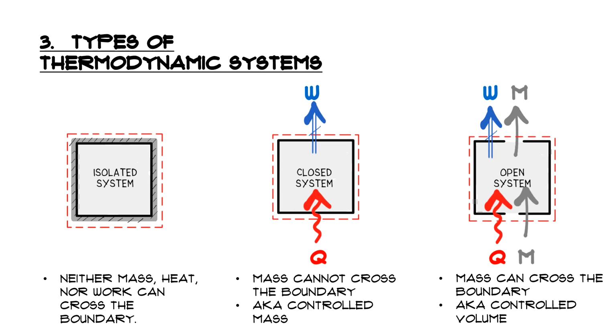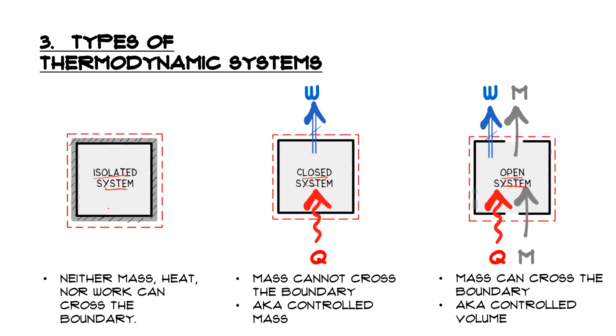Now we'll consider the types of thermodynamic systems. We have three types: isolated system, closed system, and open systems. The difference lies in the interactions, whether they can go in or go out from the system. When I say isolated, that means neither heat nor mass can go into the system. So there's no interactions going on.